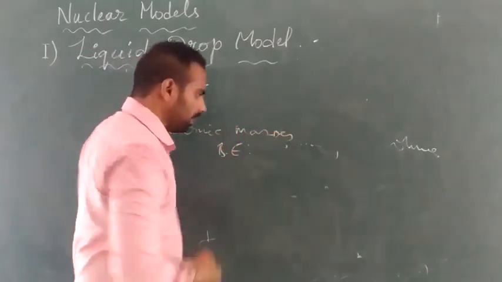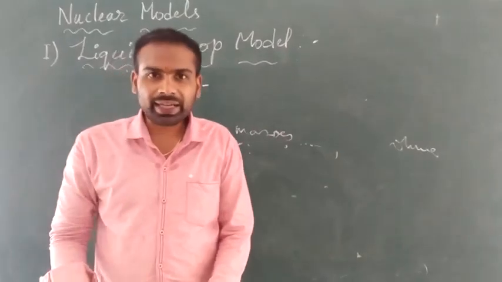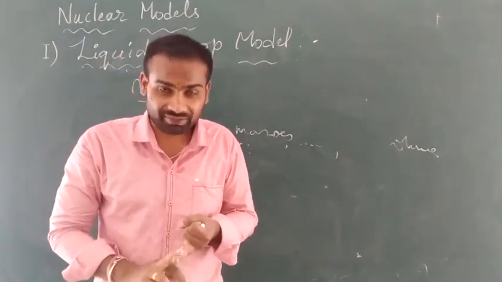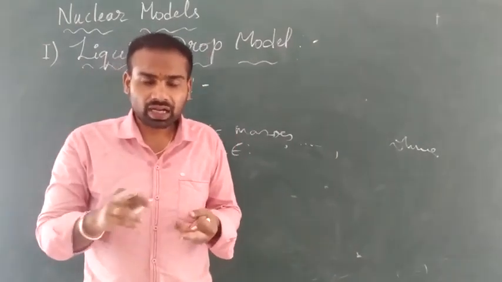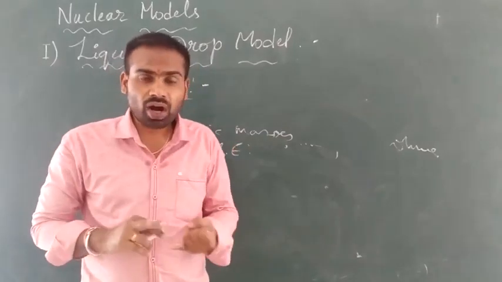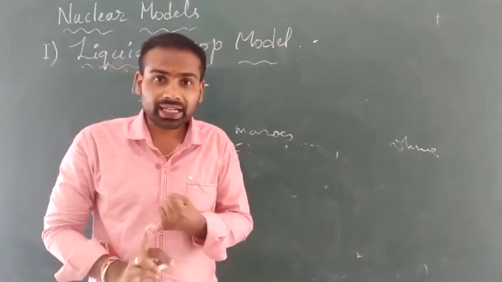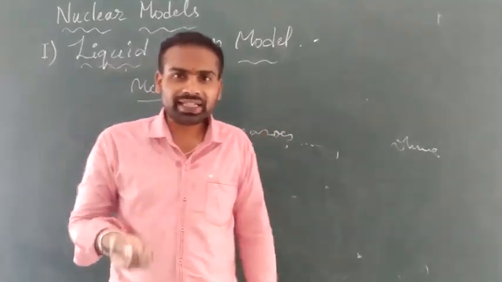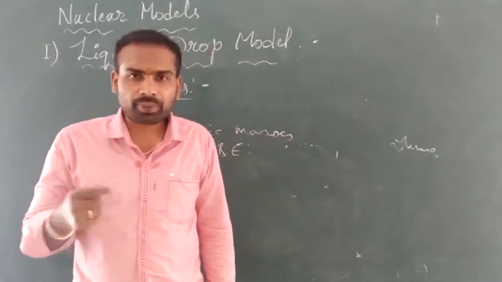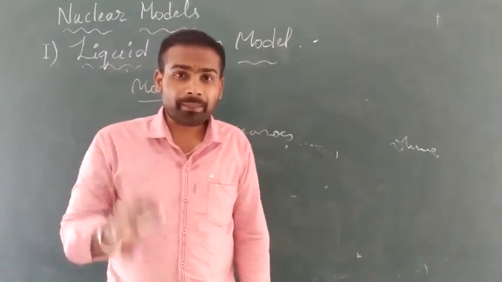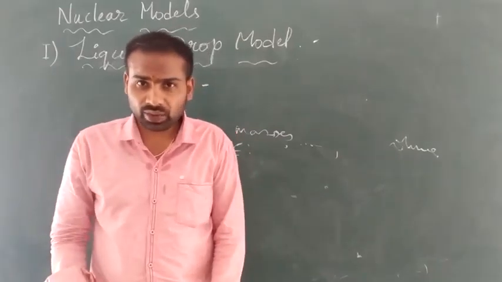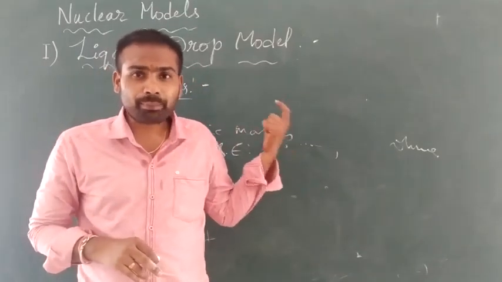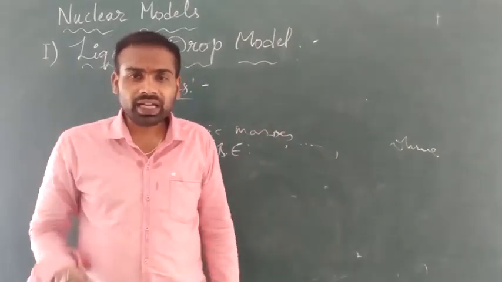Also binding energies with good accuracy. These are the merits. What are the merits? It will successfully explain the nuclear reactions and nuclear fission. Second one, it calculated the atomic masses and binding energies with good accuracy. These are the merits of the liquid drop model. And what is the demerit? It does not explain some properties, especially magic numbers. These magic numbers we will see in the next class. This is the demerit of the liquid drop model.